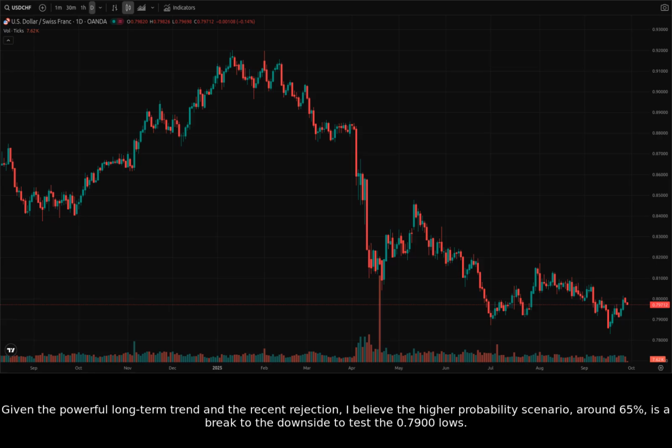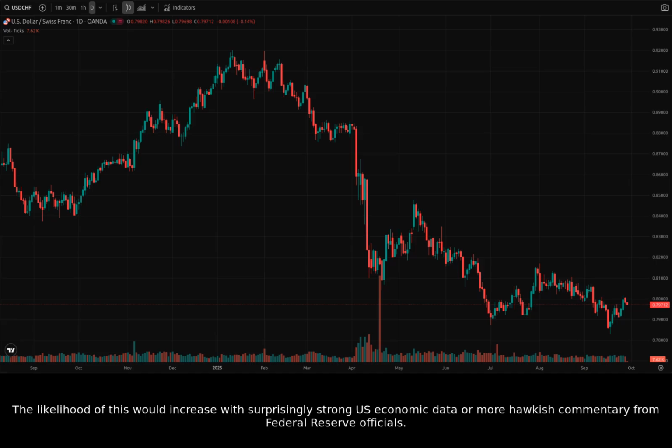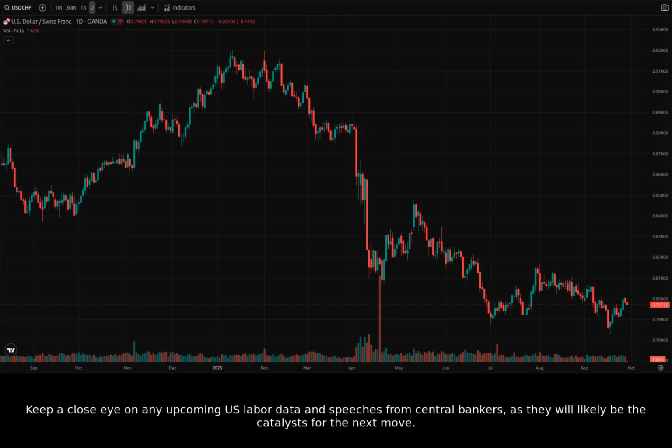Given the powerful long-term trend and the recent rejection, I believe the higher probability scenario, around 65%, is a break to the downside to test the 0.7900 lows. This would be reinforced by a daily close below 0.7950. The lower probability scenario, at about 35%, is a bullish breakout above 0.8015. The likelihood of this would increase with surprisingly strong U.S. economic data or more hawkish commentary from Federal Reserve officials. Keep a close eye on any upcoming U.S. labor data and speeches from central bankers, as they will likely be the catalysts for the next move.